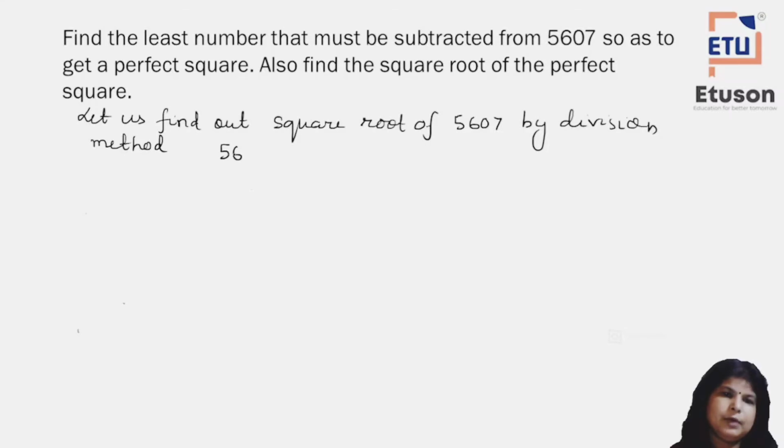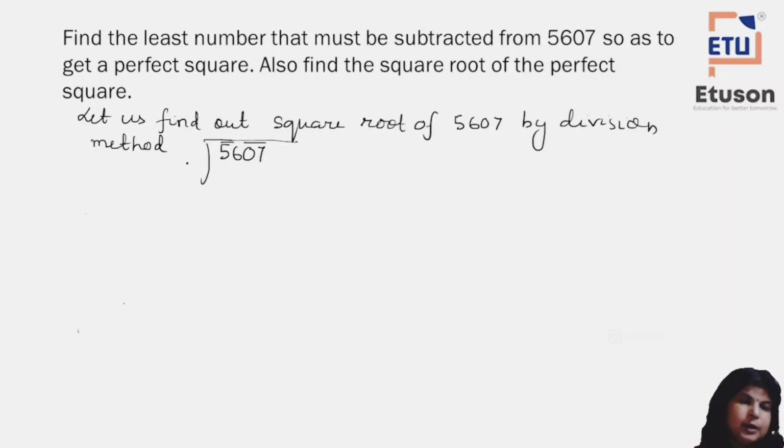Okay, so 5607 you have paired it. Okay, so you have less than 56, you have what? You have 7. So you put 7 here. You have 49, 707. 7 into 2 is 14. So you have to choose a number which when multiplied by, so I have chosen 4 here. So 576.